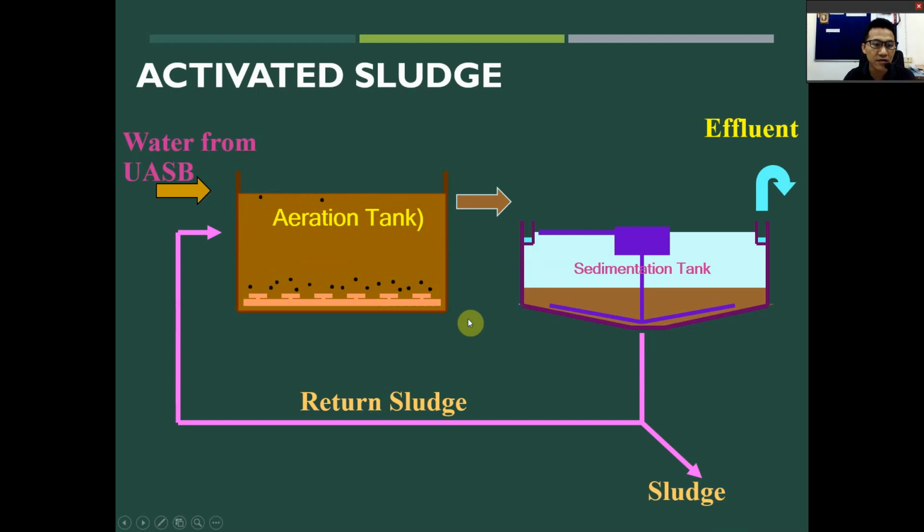And this is how the system looks after you get the water from UASB. With the aeration tank, now we have oxygen in the system, and eventually you will get the sedimentation down here, and then you can bring the sludge out of the system, and the effluent goes to the river. So that is the clean water after all.